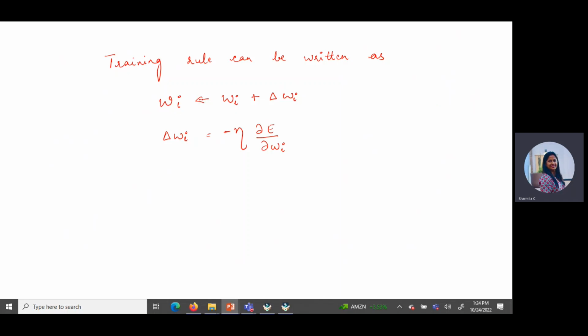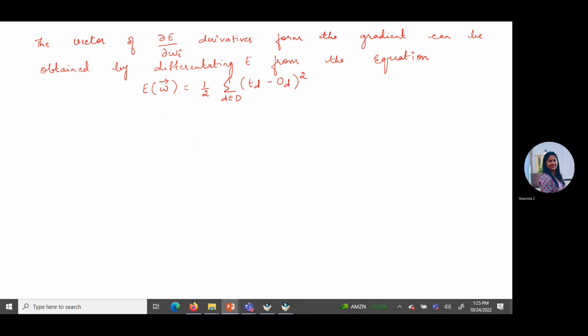The delta training rule can be written as the same thing: the new weight is updated using the old weight plus delta Wi, where delta Wi is given as the negative of the learning rate times the derivative of the error with respect to the weights, that is the derivative with respect to Wi.